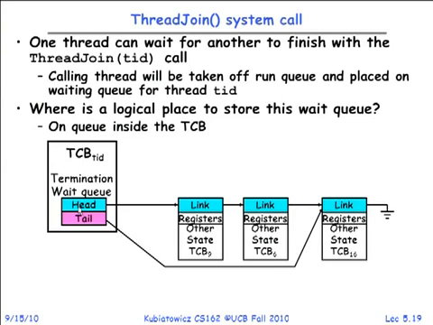Okay, any questions on what join means here? Does that make sense to everybody? So here's an example of a wait queue that's not even in the kernel proper, so to speak. It's actually in the TCB. I mean, that's in the kernel, but in principle every thread can have its own wait queue of people waiting for it.